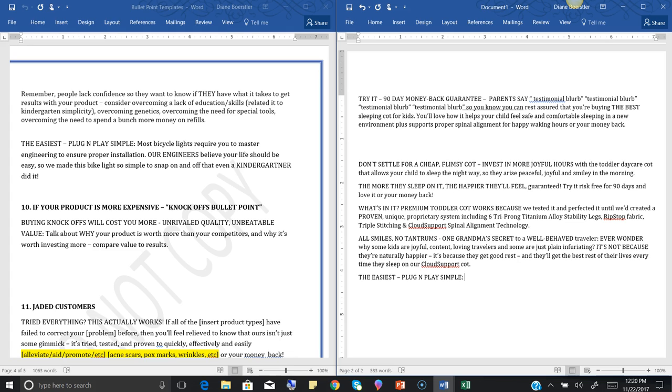So, this is pretty much about, what does it take to use it, and am I capable of doing it? Okay. So let's see here. The easiest, plug and play, simple. Let's see.